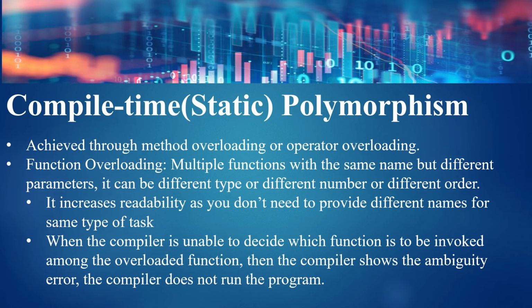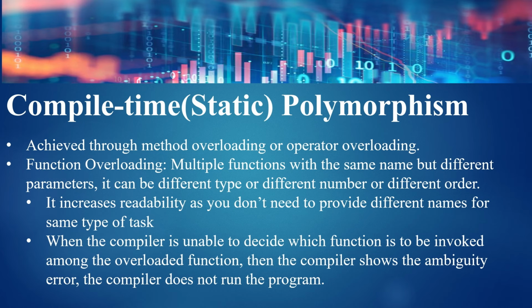Starting with compile time polymorphism, we achieve compile time polymorphism through two ways. One is method overloading and the other one is operator overloading. Method overloading, we can also say function overloading. Starting with function overloading, when we have more than one function with the same name in our program in the same scope, that is called function overloading. The main thing is they have the same name and the scope is also the same.